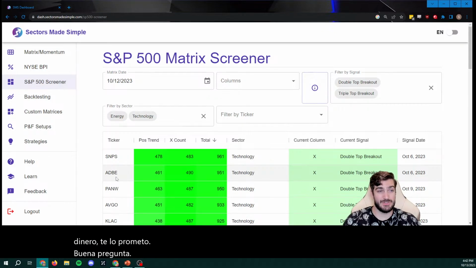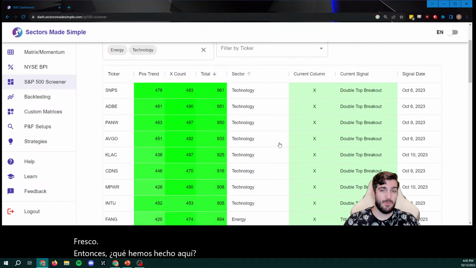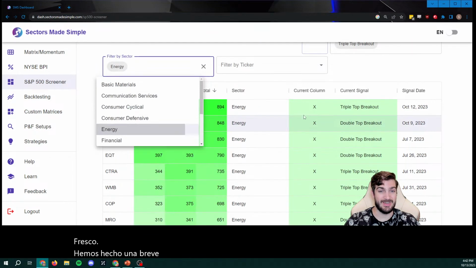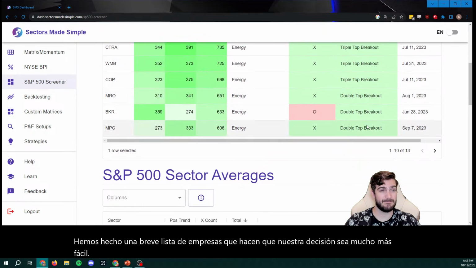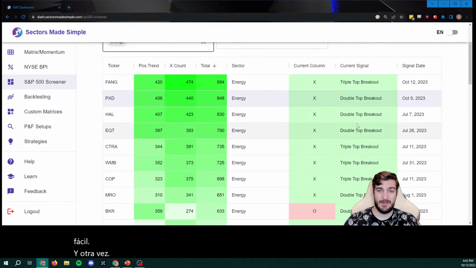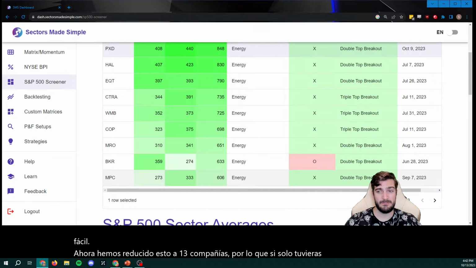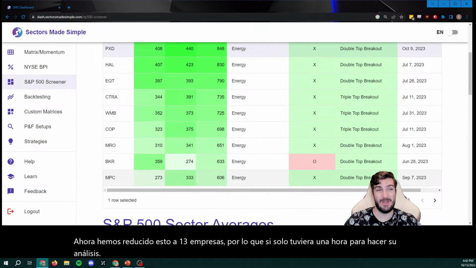Cool. So what have we done here? We have made a short list of companies, making our decision a lot easier. And again, we've now narrowed this down to 13 companies. So if you only had an hour to do your analysis, you can spend about 5 minutes on every company.